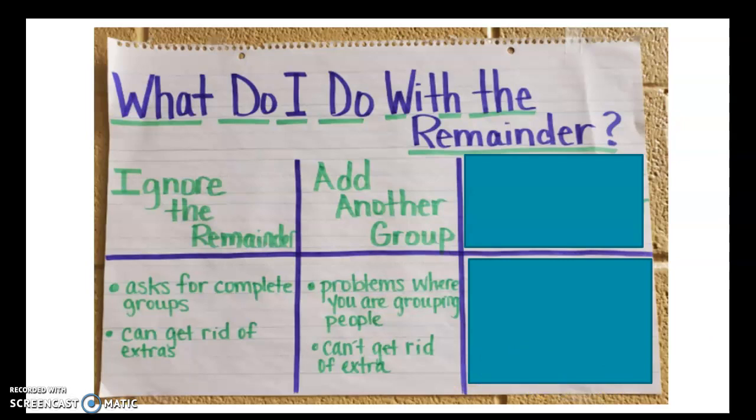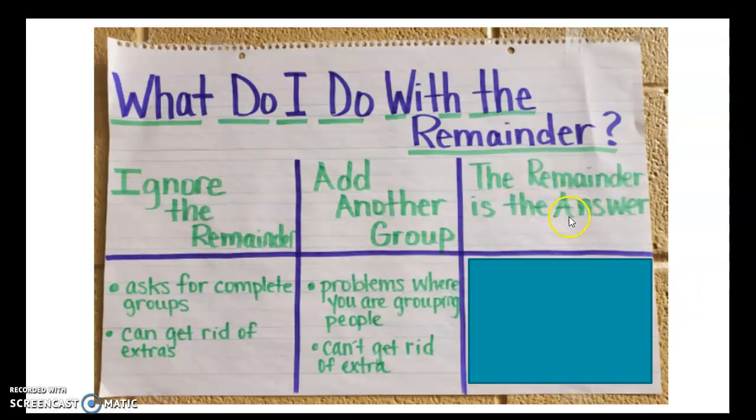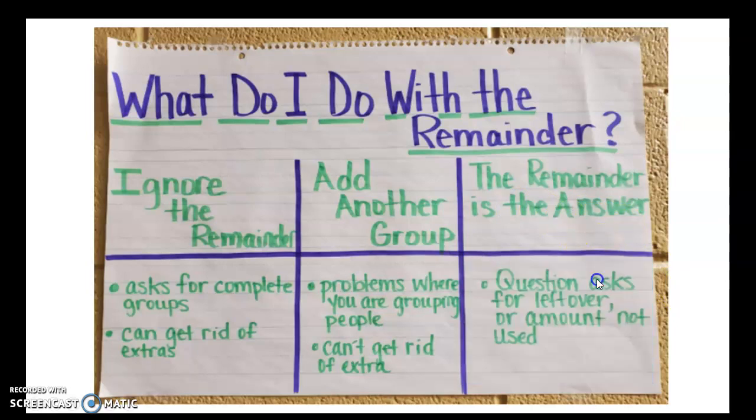Now the last possibility with the remainder is that's the answer. The remainder is the answer. They're asking how many are left over or how many are not used. All right? Sometimes they will ask that. So get these notes in your journal.